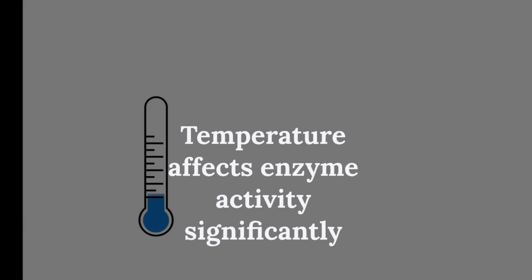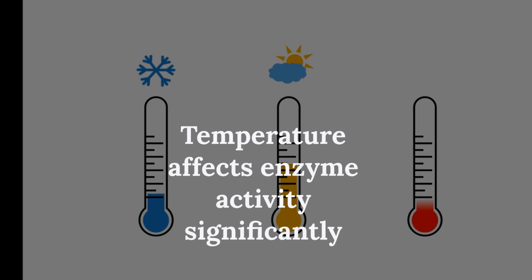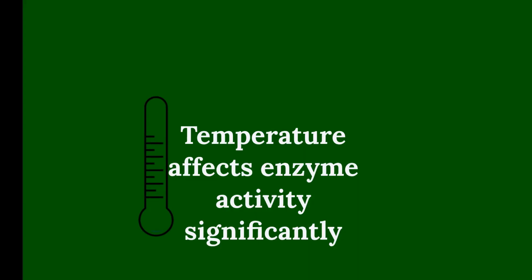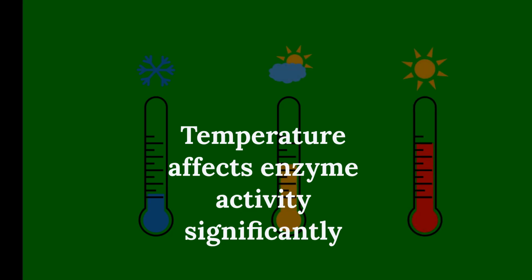Temperature affects enzyme activity significantly. Increasing temperature raises kinetic energy and reaction rate until an optimum is reached. High temperatures can denature enzymes, changing their shape. In humans, the optimum temperature is around 37 degrees Celsius. Beyond this, enzyme activity declines sharply.